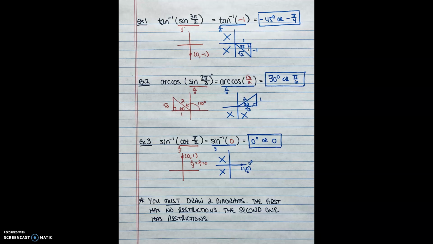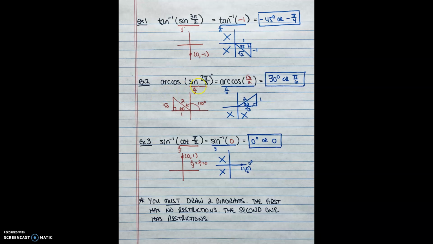So our final answer is -45 because it's in quadrant 4, or we're answering all of these in radians. It's the equivalent of -pi/4. So again, had to do two diagrams. First one, do not restrict. We simply draw it wherever it tells us. And then the second one, you have to do a restriction for.